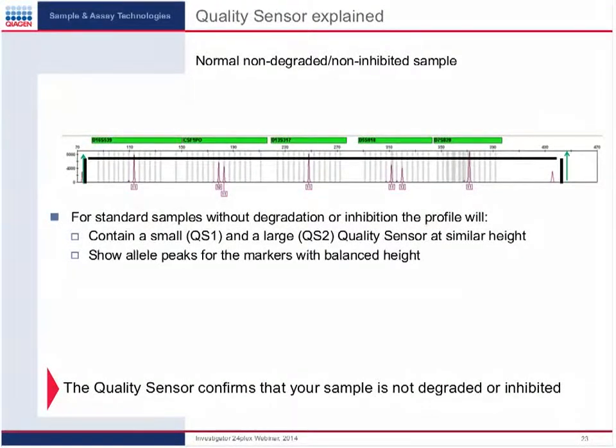First of all, if you have a standard sample, which is not degraded and not inhibited, you see the STR peaks amplified as usual. You can also see quality sensor 1 in the front and quality sensor 2 in the high molecular range, both amplified well. This is how a standard reaction looks, and it confirms that your sample is not degraded or inhibited.